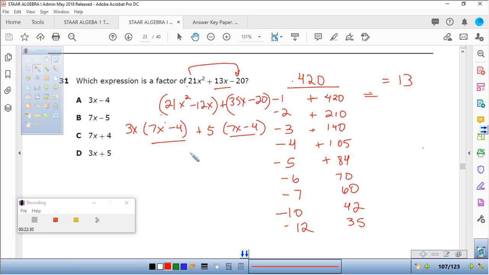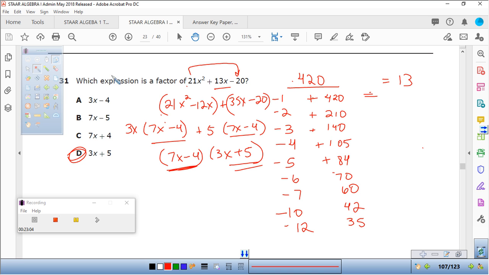Now I can put out this 7x minus 4, and that leaves me with 3x plus 5. So these are my two factors, 7x minus 4, I don't see it, 3x plus 5, and there she is. Okay, what did y'all think about that one? There's another way to do this one that's a lot easier. I show you another way of doing it, a lot easier or not? Okay, I don't want to say it's a lot easier, but it's easier.